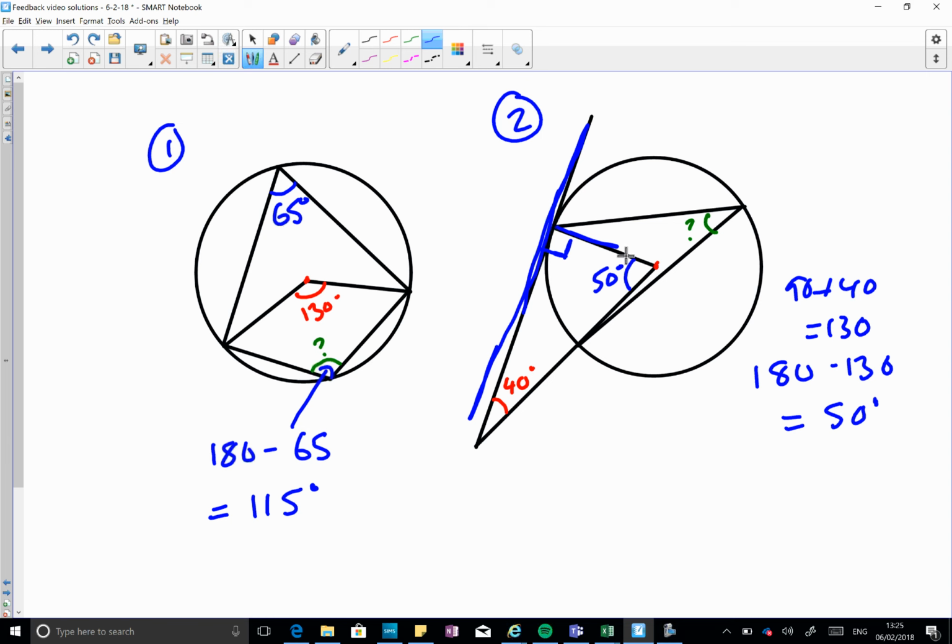And then finally, we can use the same rule we used in the first question, where angles at the circumference are half the angle at the center. So half of 50 is 25 degrees. So this angle here is 25 degrees. So the key thing here is just to work out whichever angles you can, and all of a sudden you'll realize you can work out the angle you've been asked for.